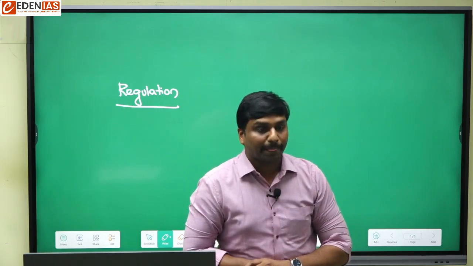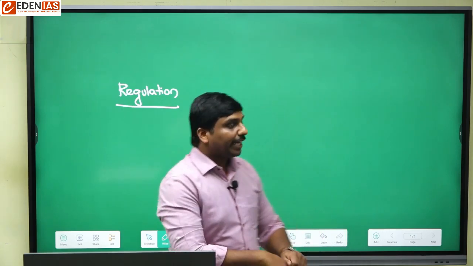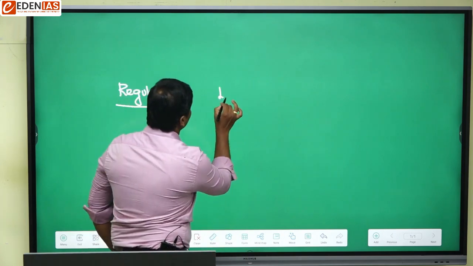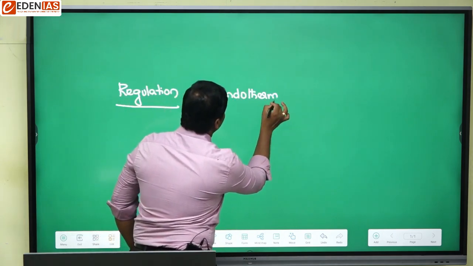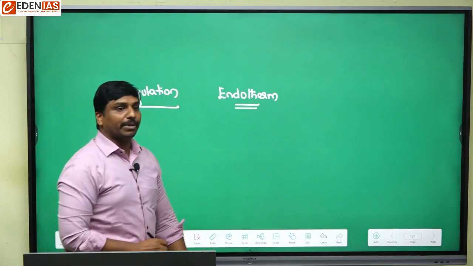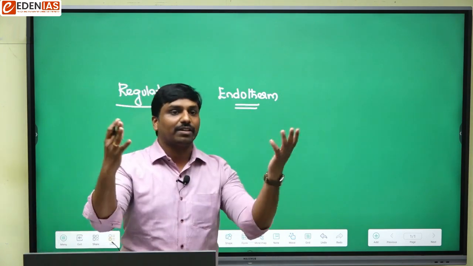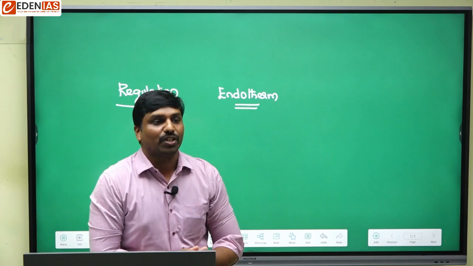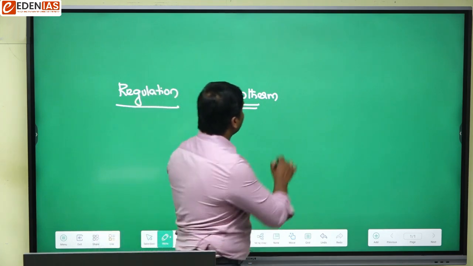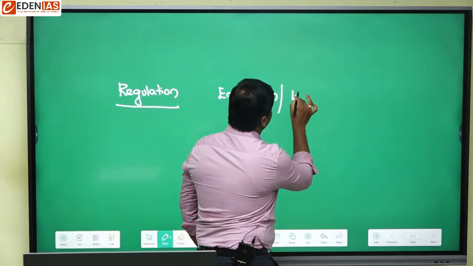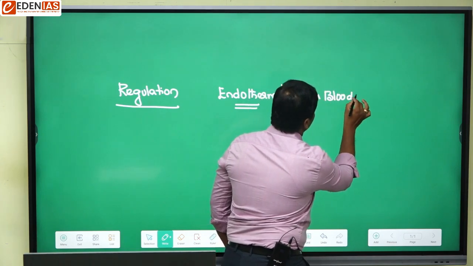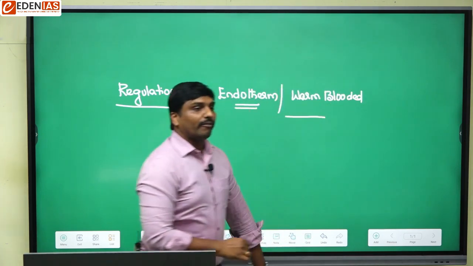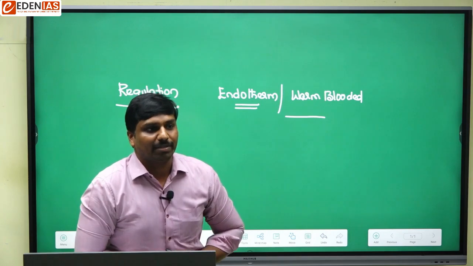They are endotherms. Endotherms are those organisms which maintain constant body temperature irrespective of the temperature of the outside. They are also known by another name. What is the other name for this? They are known as warm-blooded animals. So which animals are called warm-blooded animals?